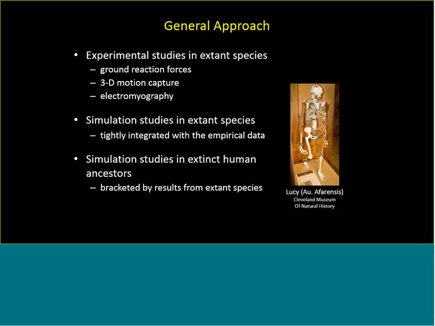And then this is done in concert with modeling and simulation studies in extinct human ancestors, where we're unable to collect any experimental data, but we can view our simulation results in the context of the human and chimpanzee data and essentially have brackets on what we should consider realistic, or what outputs of the simulation maybe we should trust more and which we should be more suspect about.